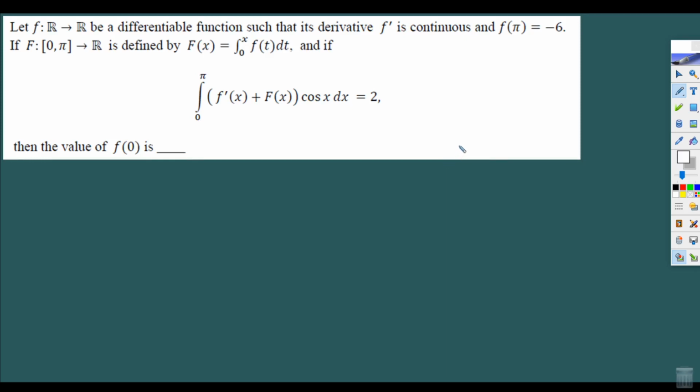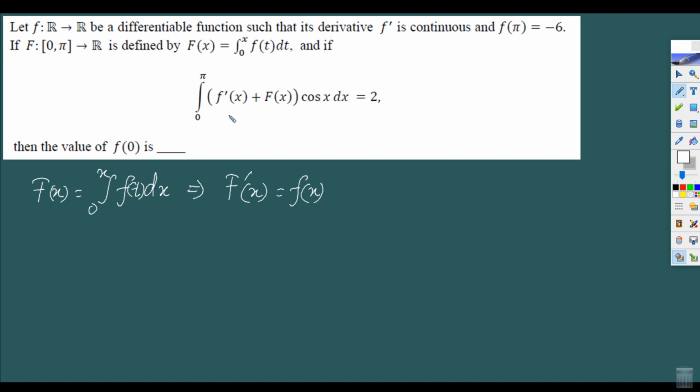JEE 2020. Let's try this question. Let f from R to R be a differentiable function such that the derivative of f is continuous and f of pi is minus 6. Capital F from 0 to pi 2 is defined as capital F of x equals the integral from 0 to x of f of t dt, which simply implies that capital F derivative of x is equal to f of x, using the Newton-Leibniz rule of differentiation.